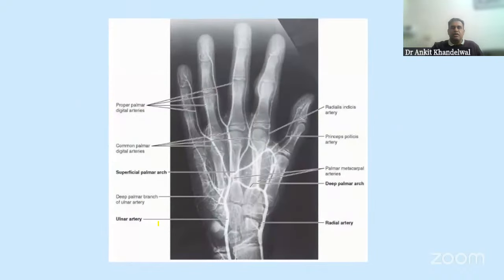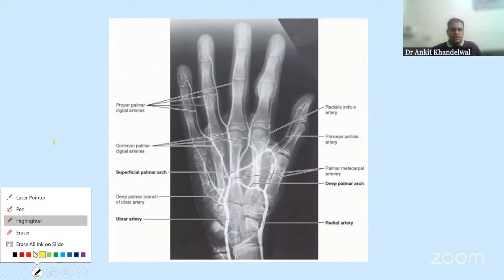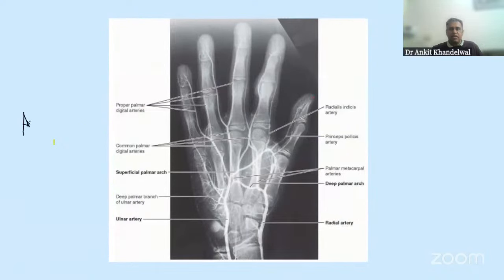Okay, what is that image? This is an angiogram over here showing us both the arches. You can say it is the palmar angiogram. We can see the deep palmar arch as well as the superficial palmar arch. Remember, the superficial palmar arch is 1 to 2 centimeters distal.